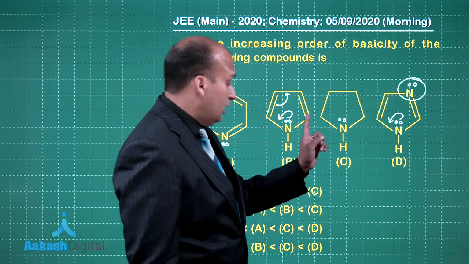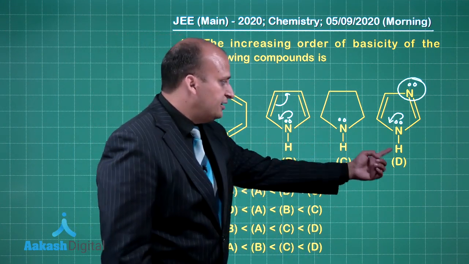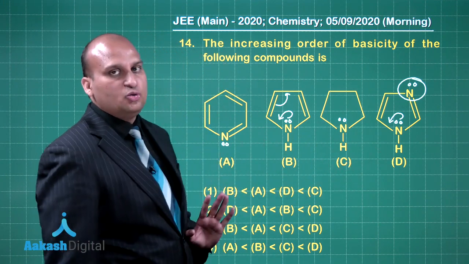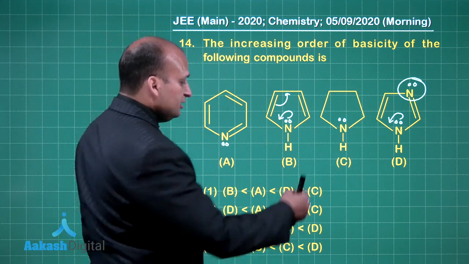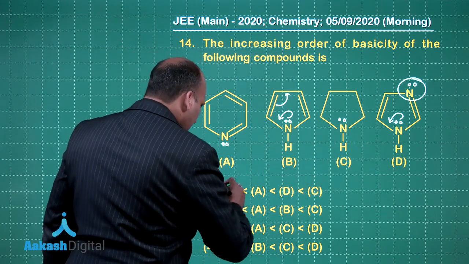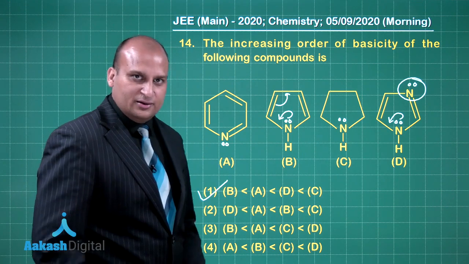Yes, if you compare A and D, D would be more basic as compared to A. So the correct order should be C, followed by D, followed by A, then B. So the correct answer is option number 1, right?